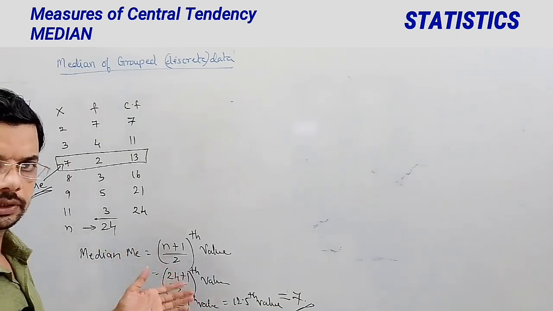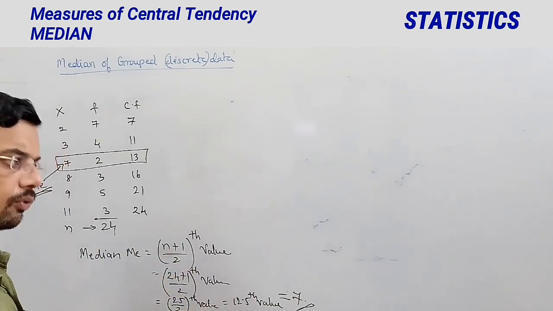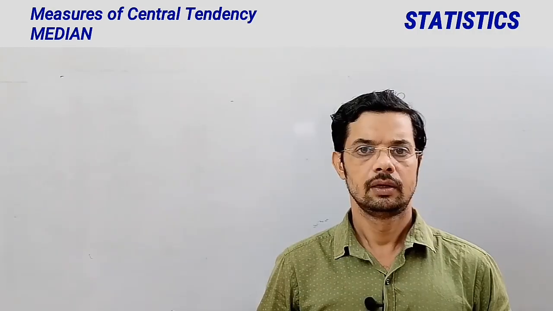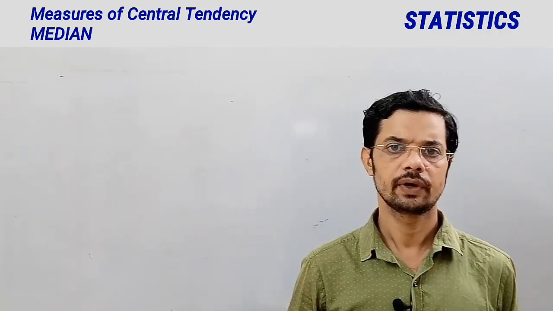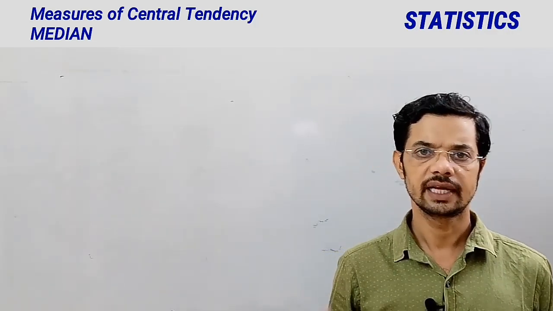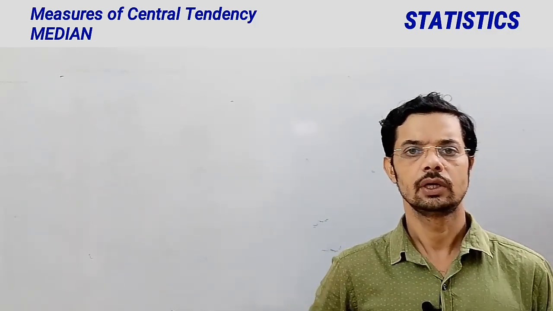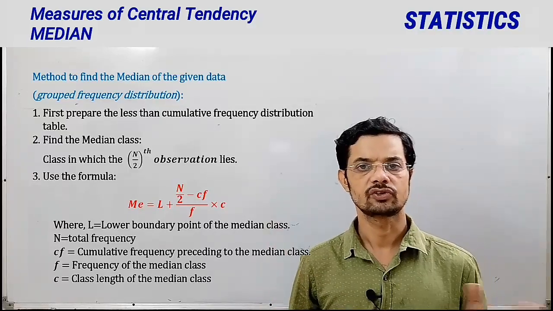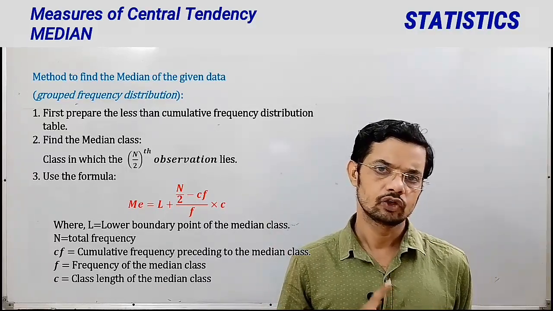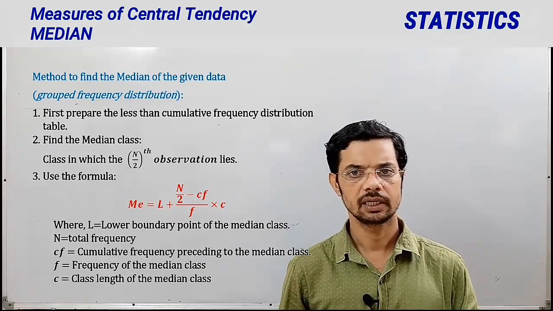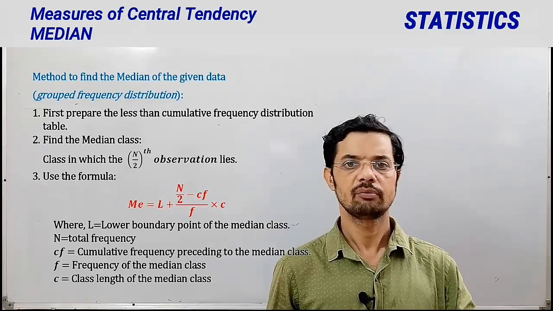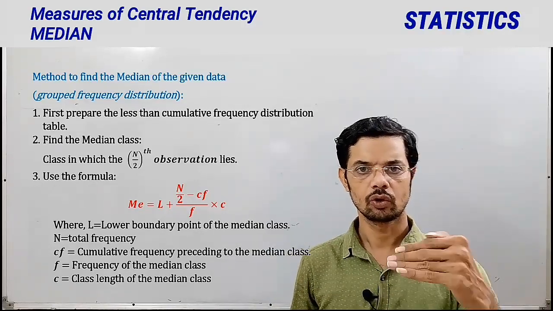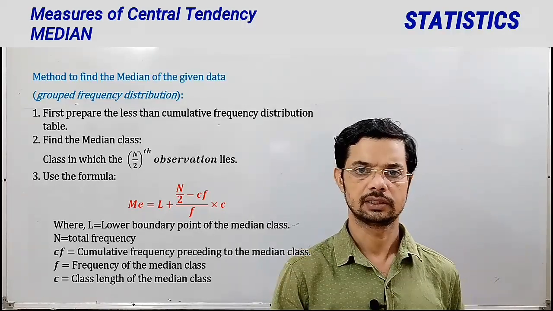Now I think you are clear with this topic. Now we shall move on to the next topic, continuous frequency distribution. Let us discuss how to find the median of given data for a grouped frequency distribution. The first step is to prepare the less than type cumulative frequency distribution. Second is to find the median class. How to find the median class? It is the class in which the n by 2th observation lies. The class which contains the n by 2th value is called the median class.